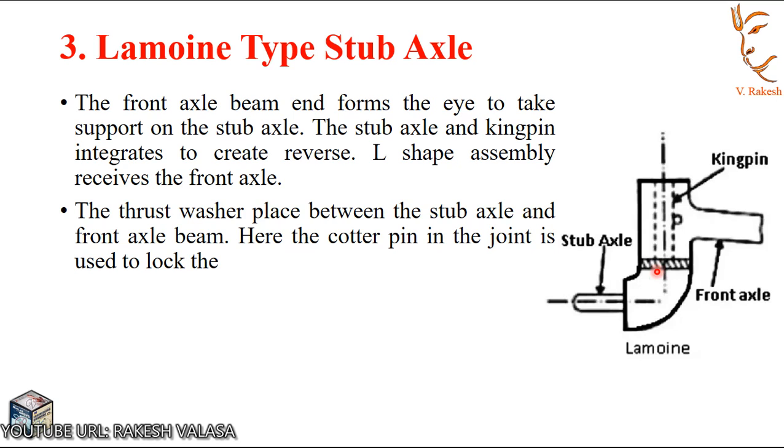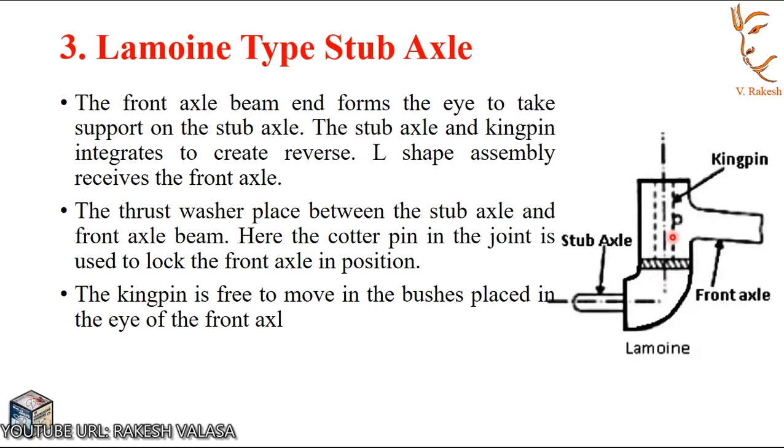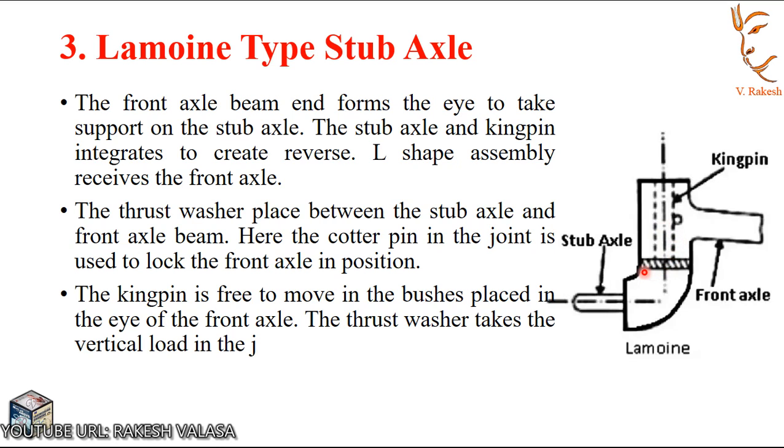Here the cotter pin in the joint is used to lock the front axle in position. The kingpin is free to move in the bushes placed in the eye of the front axle. The thrust washer takes the vertical load in the joint.